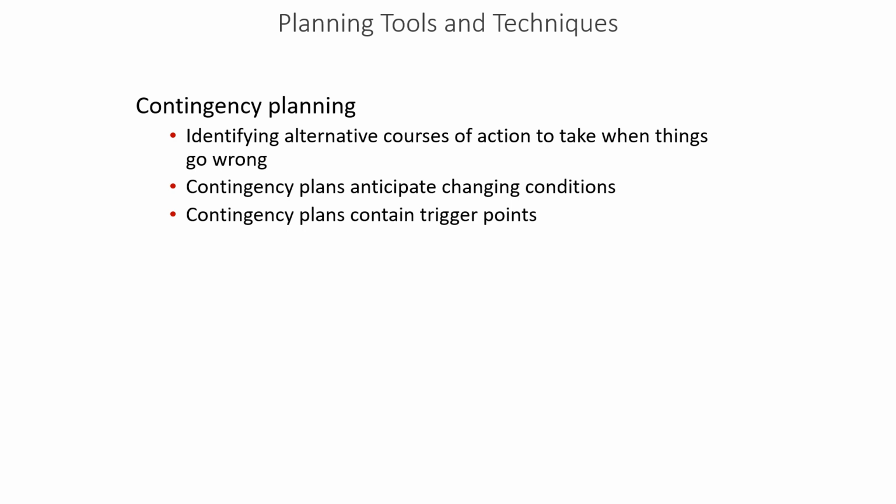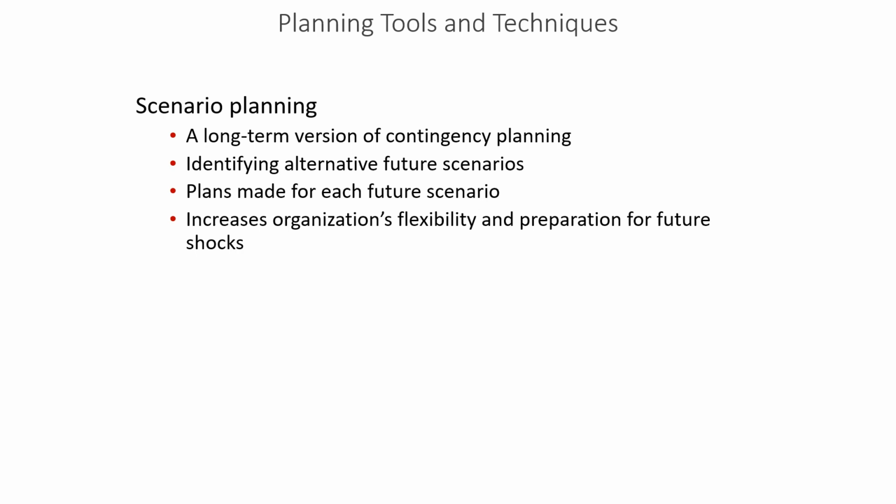Contingency plans anticipate changing conditions. Remember, this is what we are talking about. Ifs and buts are always built into the plan. If this goes this way, or but that goes that way, whatever the reactions, whatever is happening, you always have a backup. Contingency plans also have trigger points. Scenario planning is a long-term version of a contingency plan, identifying alternative future scenarios, with a plan made for each future scenario, increasing organizational flexibility and preparation for future shocks.